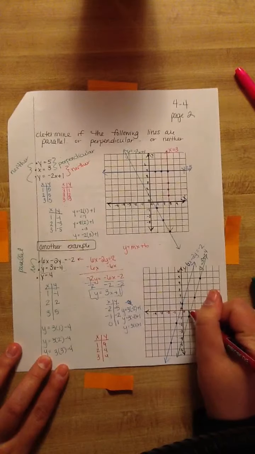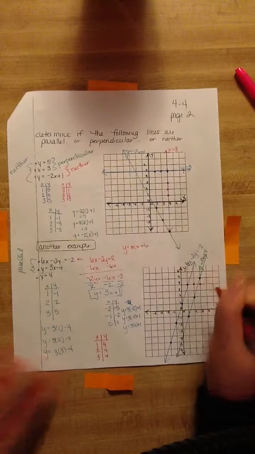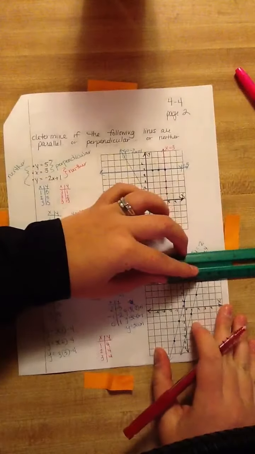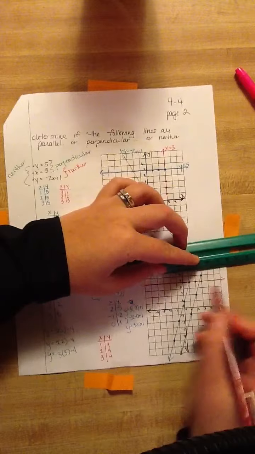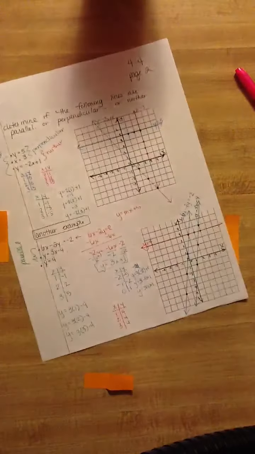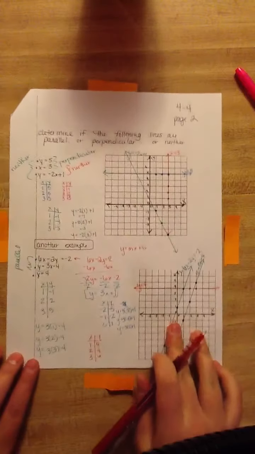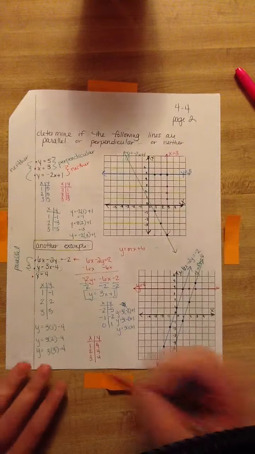So I'm going to start graphing. 1, 4, 2, 4, and 3, 4. And write in the equation of the line, y equals 4. We can see, yes, it does intersect both of these lines, but it does not intersect them at a 90-degree angle, so it is neither with both of them.